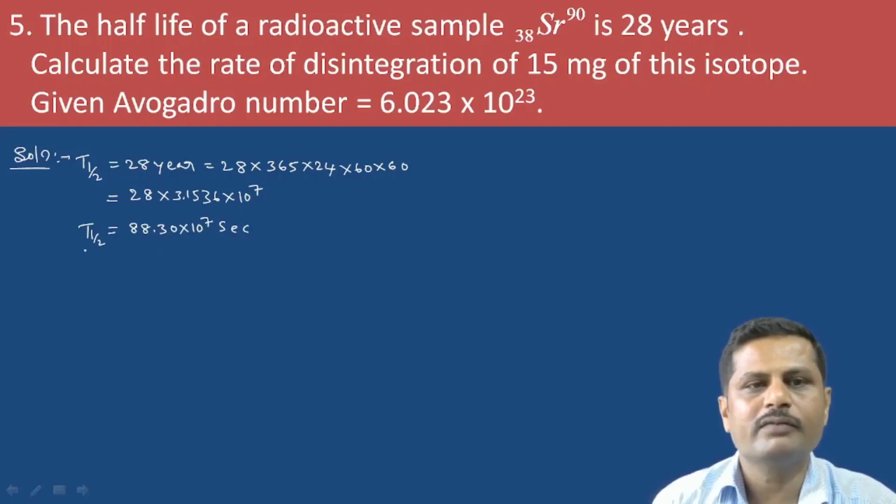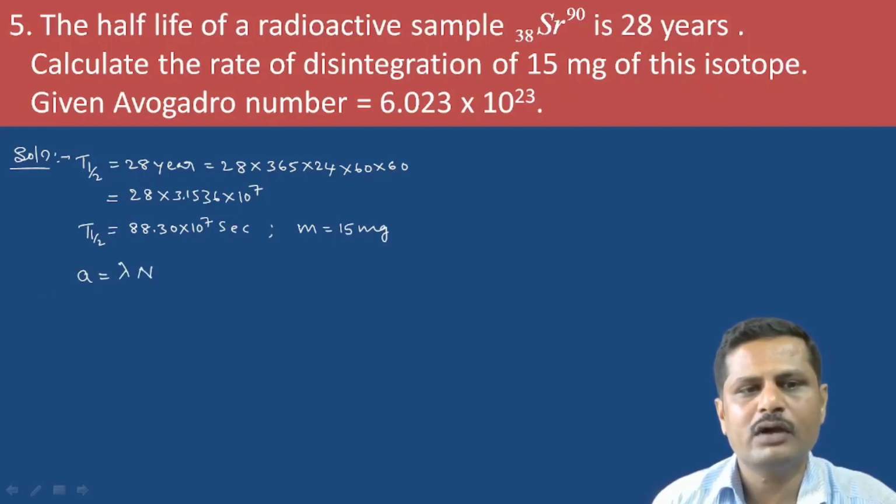This is the half-life. Now we have a mass, that is mass equals 15 milligram. Then our aim is to find the rate of disintegration. We know that the rate of disintegration is nothing but A equals lambda N. To find the rate of disintegration, we need to have lambda as well as N. N means the number of atoms present in 15 milligram of this isotope.